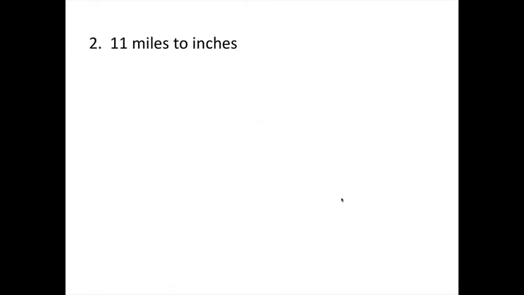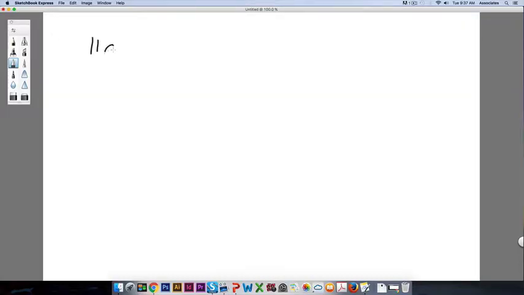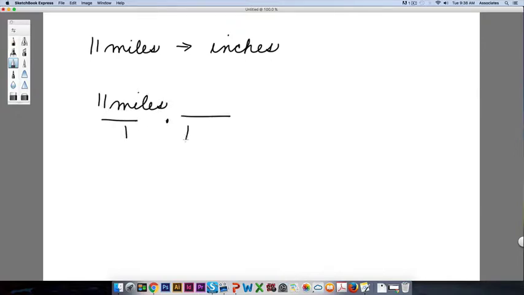Right, question number 2 says, using the same instructions, I need to convert 11 miles into inches. I bet that's going to be a lot of inches. So let's go to our slate, and I start out with 11 miles is going to convert into inches. So I'm going to put the 11 miles over 1. I'm going to put times 1 mile is 5,280 feet. Times 1 foot is 12 inches.